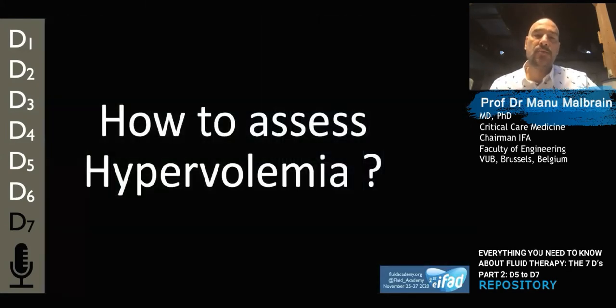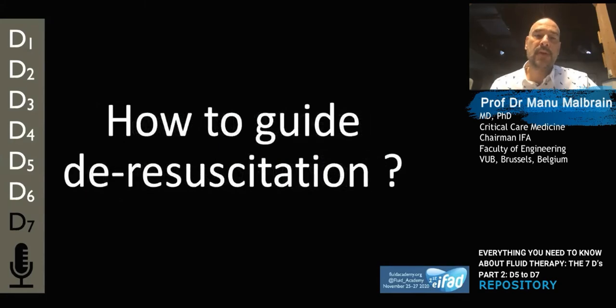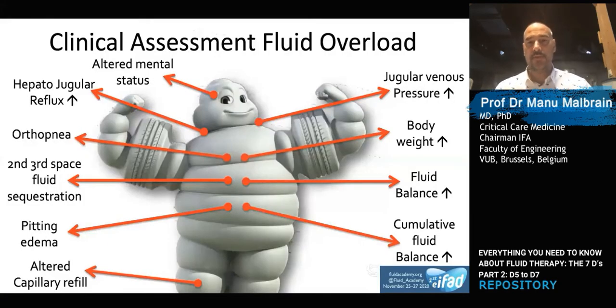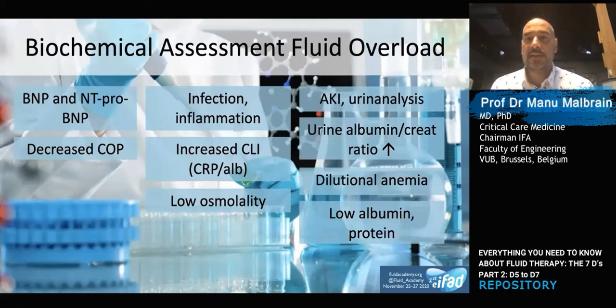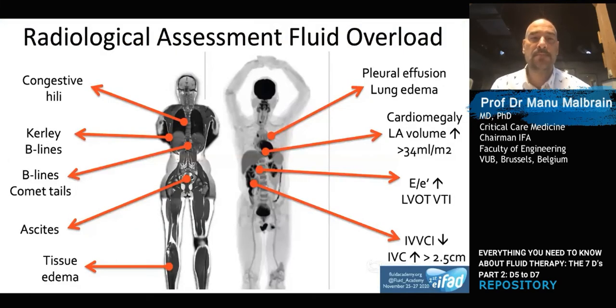So how then to assess hypervolemia? Or said otherwise, how to guide de-resuscitation? Well, there is clinical assessment of fluid overload, which could be reflected by an increase in body weight, fluid balance or cumulative fluid balance, second and third space fluid accumulation, peripheral edema, or biochemical assessment of fluid overload, where you would have hemodilution, dilutional anemia, low protein values, low osmolality, maybe ongoing infection, inflammation, poor source control, increased capillary leak in the very interesting CRP divided by the serum albumin.